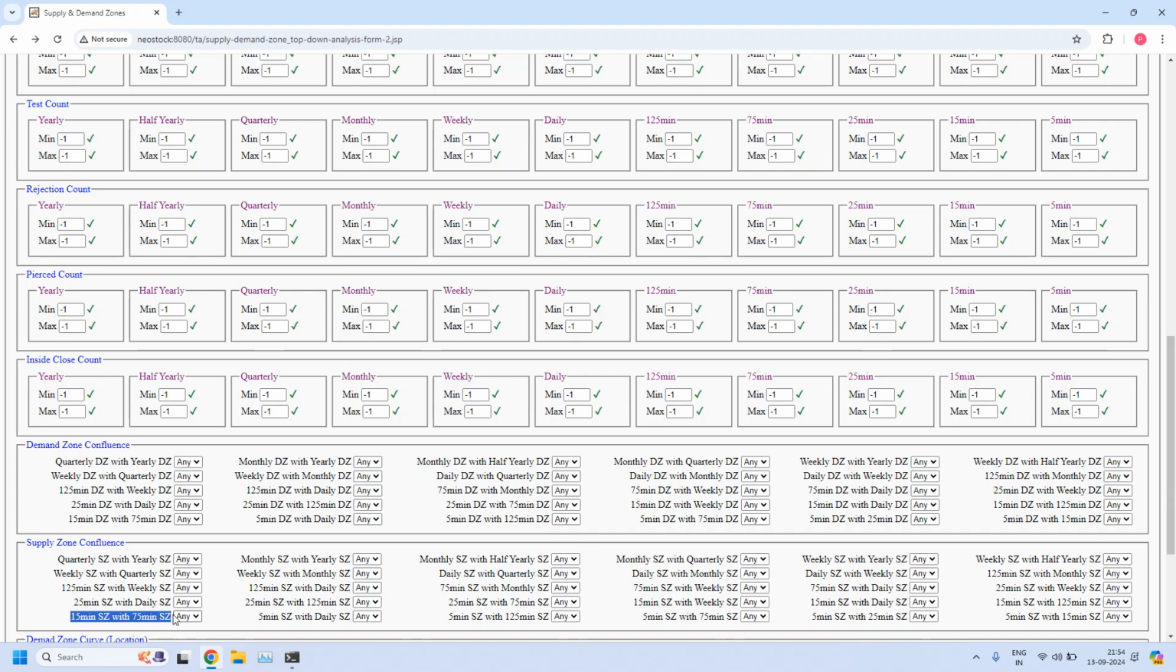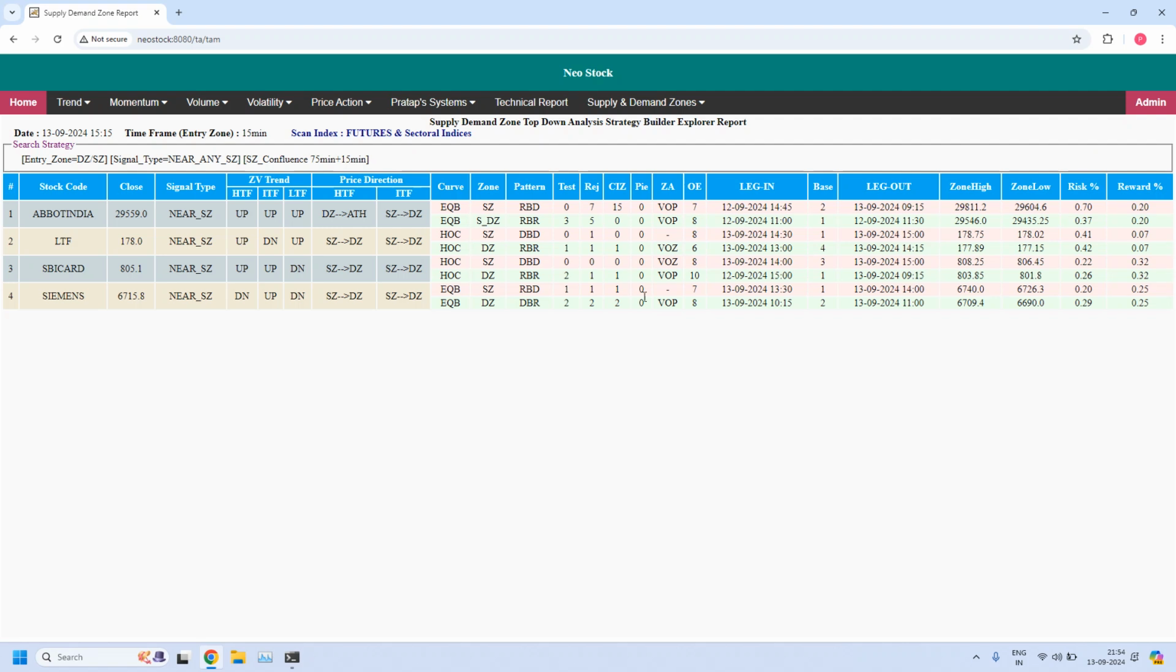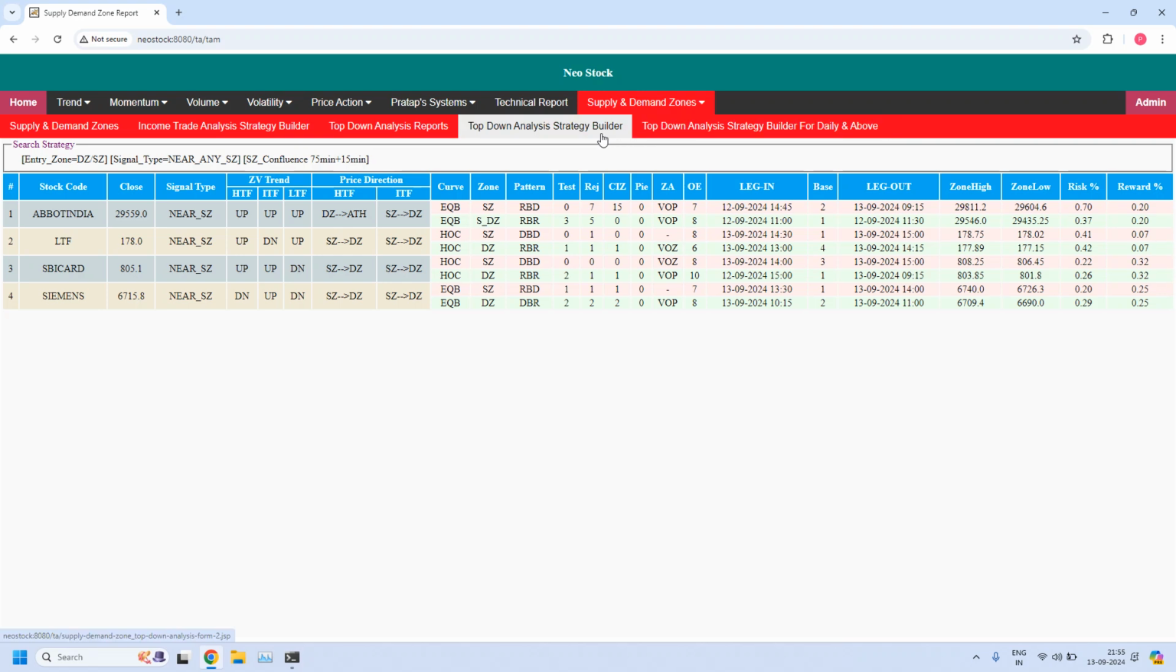So I'm enabling the filter. Now let's verify. Good, all these 4 stocks are having ITF confluence. That is, the 15 minute supply zone is part of the 75 minutes supply zone.